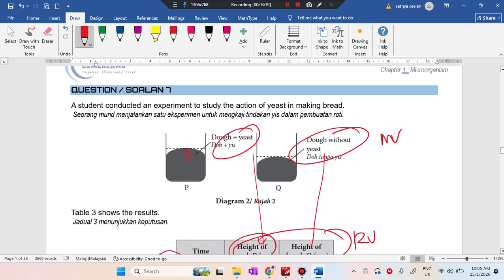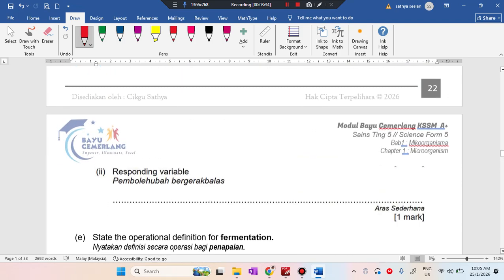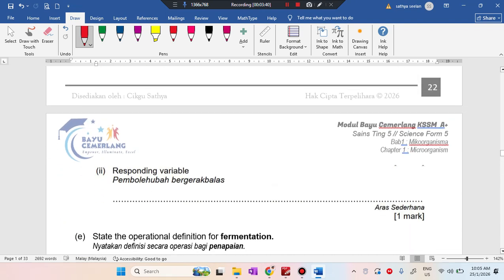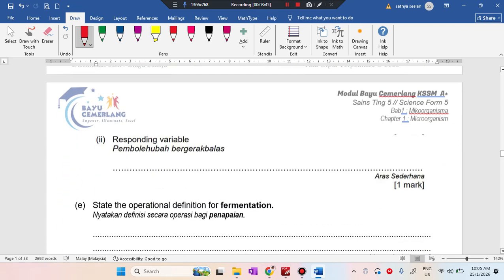What we change? We put yeast. That's why you need to understand the experiment wholly. How different we set up? What is the different thing we set up? One you put yeast, another not. Yes, so we call it presence of yeast. Okay, next. What is the responding variable? The height of the dough. Yes.